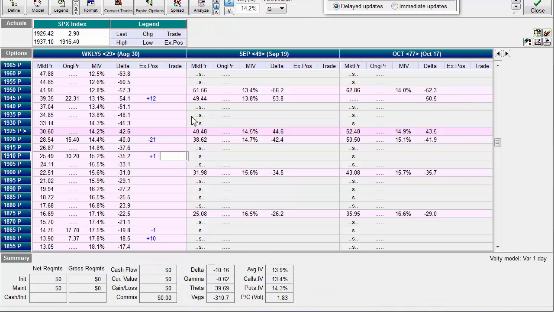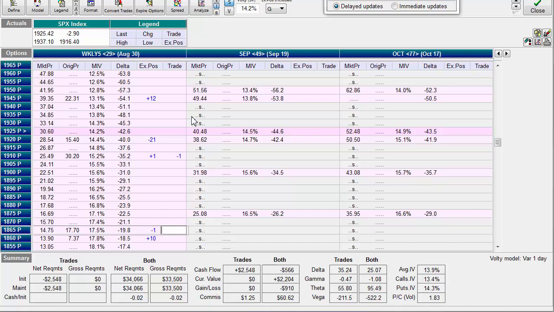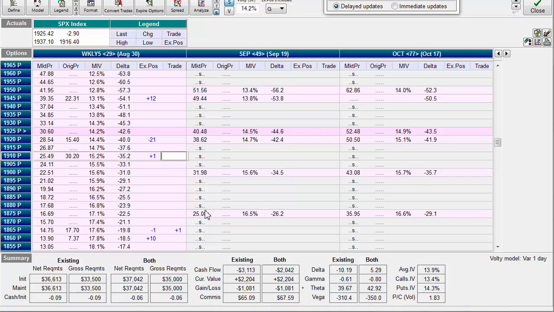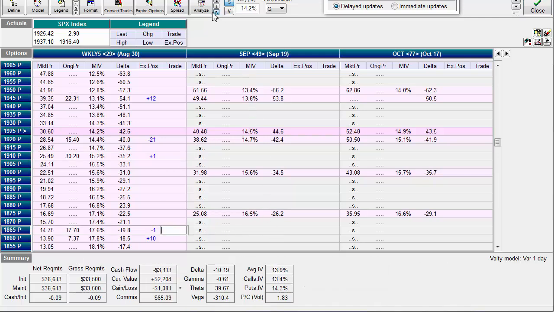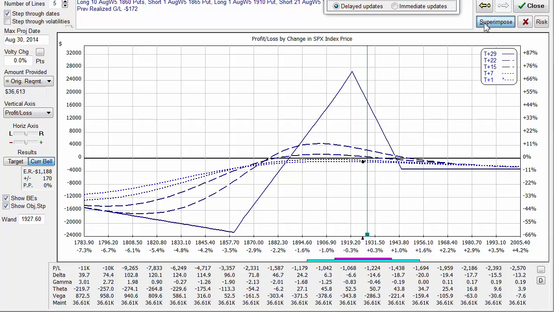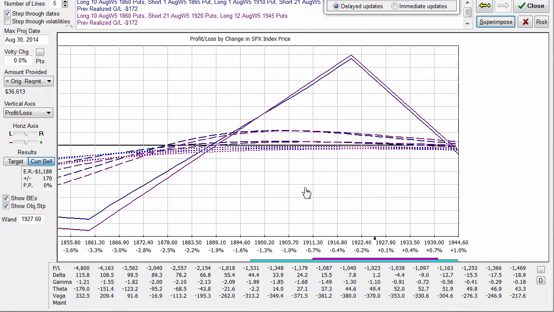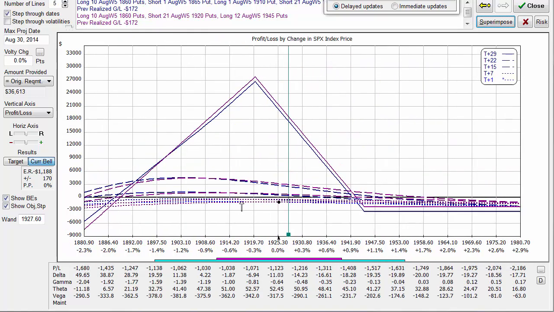And actually, if I take it off, and we take a look at it, then our deltas are positive slightly, and Vega is 350, and the risk graph looks like this. If we put it on, then it looks like this, and we can compare them, zoom in, get a better feel for it. Okay, so they're pretty close, really.